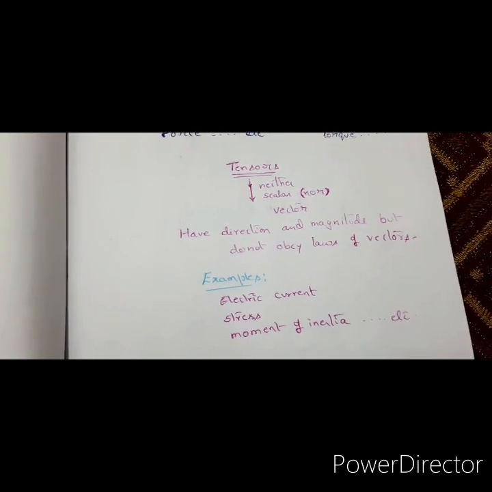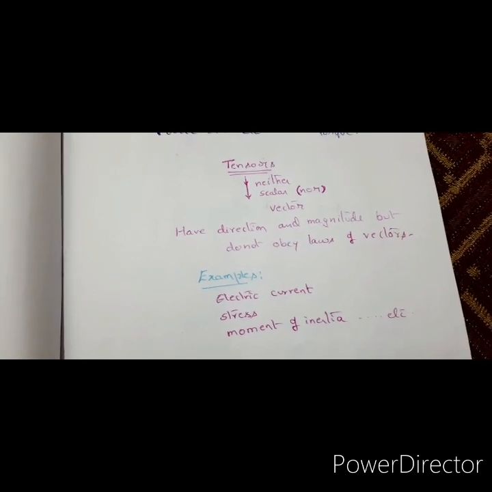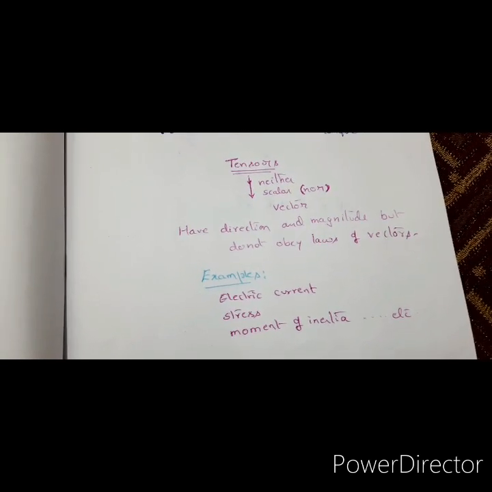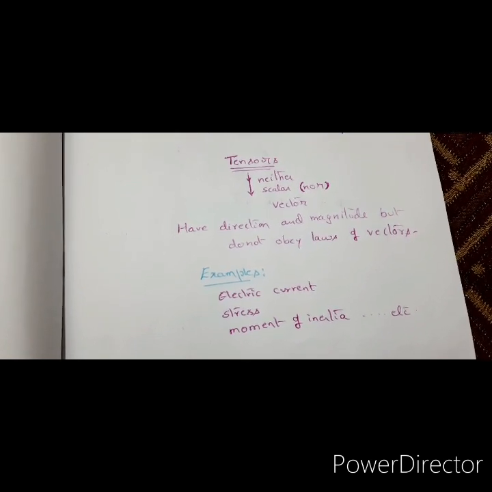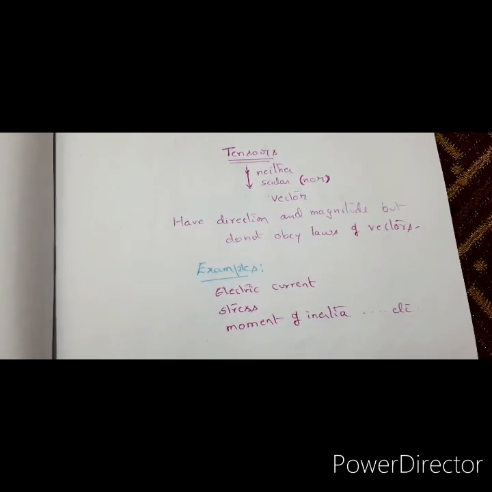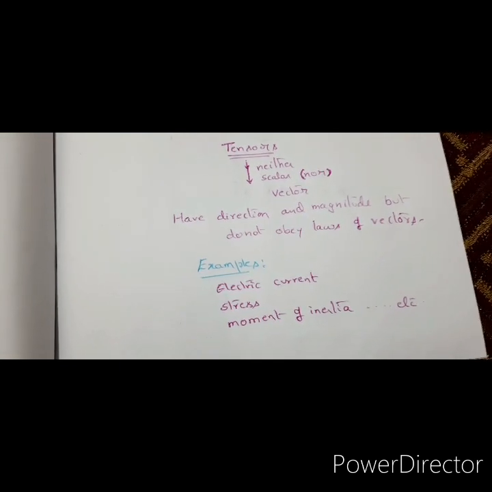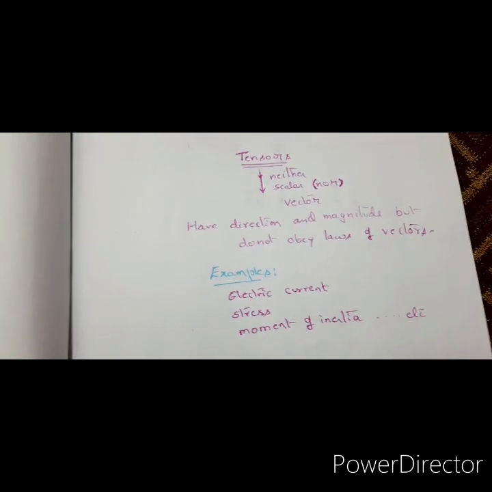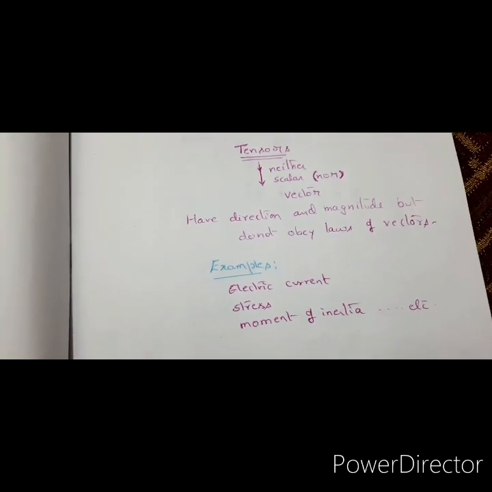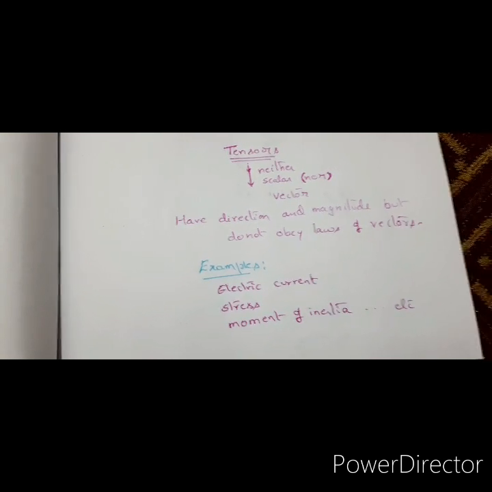So a tensor is one that has direction and magnitude. Tensors have different values in different directions, but they do not obey laws of vectors. Examples are electric current and stress, the force that you are applying on a particular area of a body, the stress experienced by the body or acting on the body. Yes, that is a tensor.